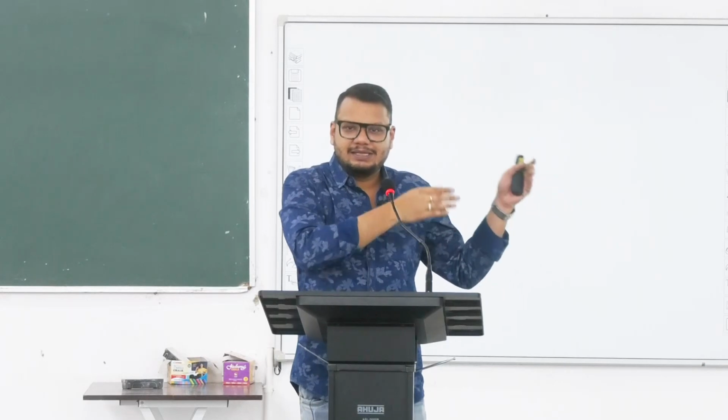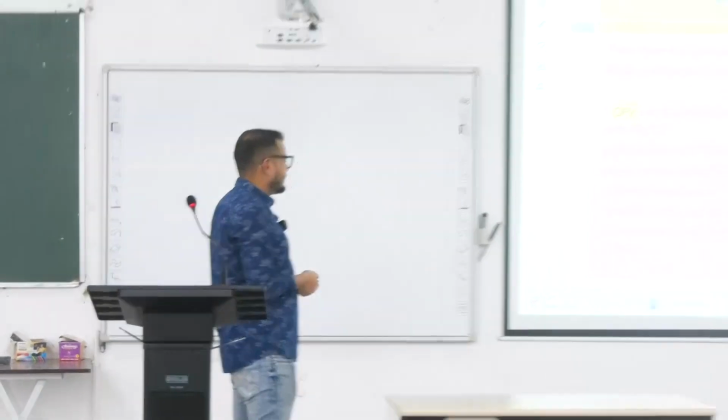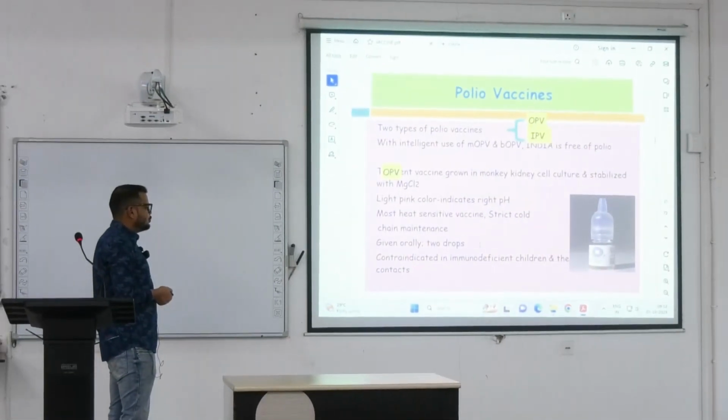So starting from Serum Institute of Pune, producing the vaccine, maintaining the vaccine at 2 to 8 degrees, transporting it to Shantiniketan, then from Shantiniketan you are taking it to the rural center and giving the vaccine. So this whole chain has to be maintained and this chain is called the cold chain. That is very important. If the cold chain is not maintained, probably the vaccine will lose its effectivity. So given orally, 2 drops.